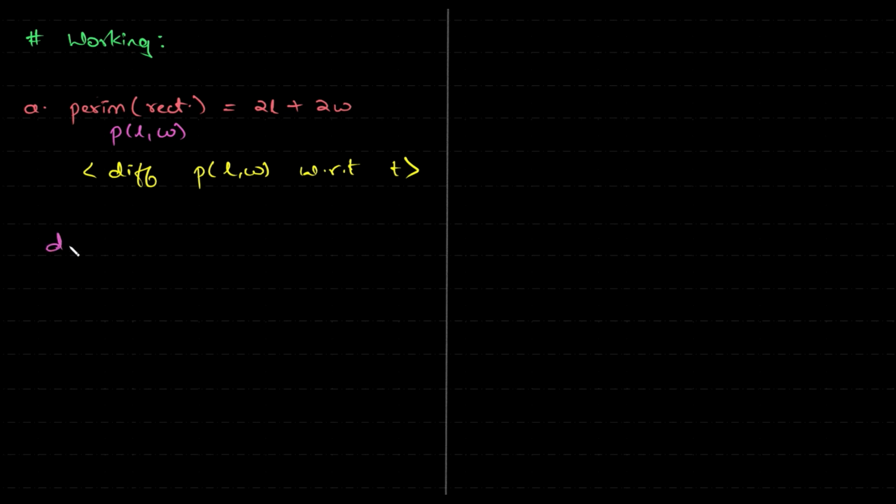Now differentiating P with respect to T, right? Again, there are two variables, that's why we have written P of L comma W. So this would be 2 times the differentiation of length with respect to time, which gives 1, but as per the chain rule we need to have dl by dt as well. Plus 2 times 1 into dw by dt, because even the length and width are changing with respect to time. If they were not changing, this would have been 0 and would not have contributed anything. So this is as per the chain rule.